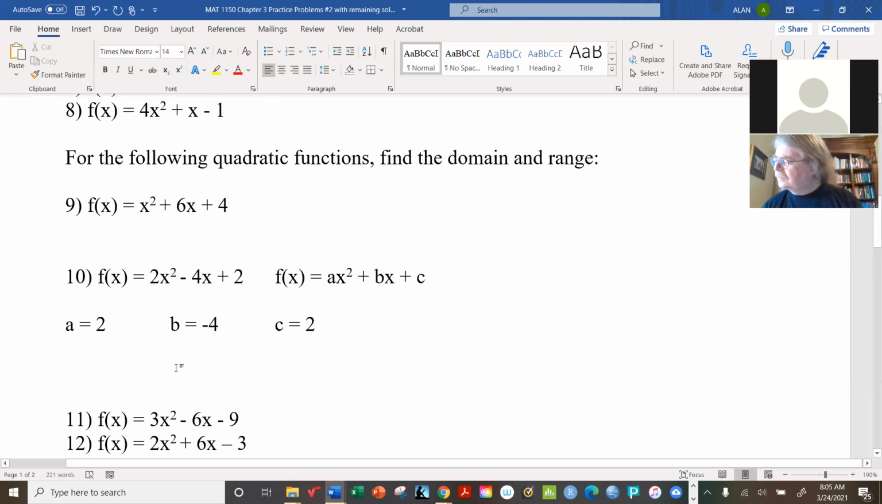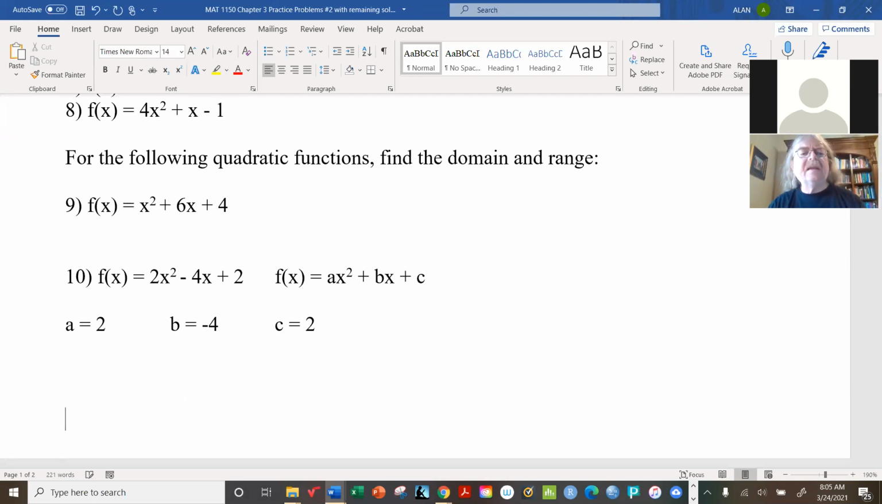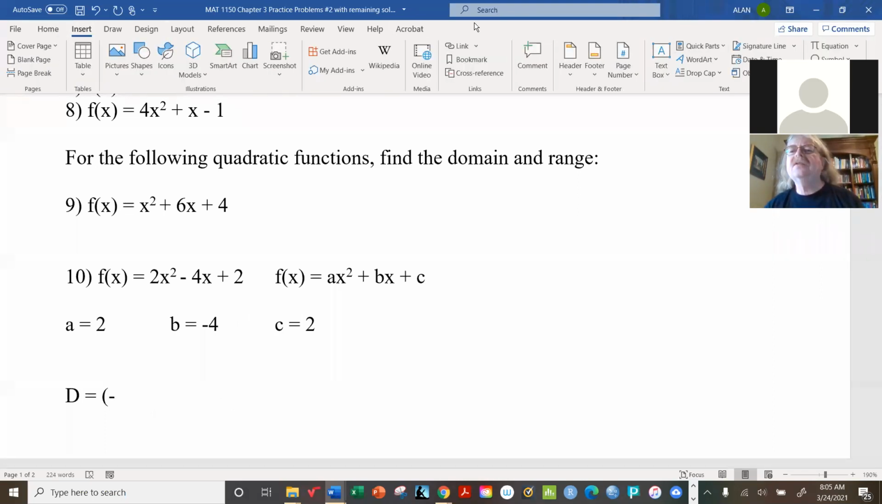In these types of cases, the domain is always going to be the range from -infinity up to +infinity. So that's pretty straightforward. We don't have to worry about that. It's the range that we have to pay attention to.